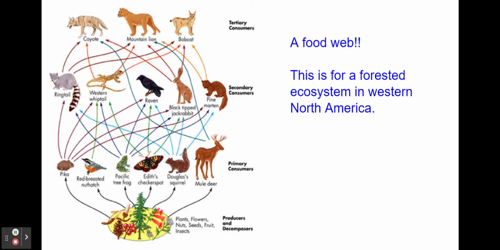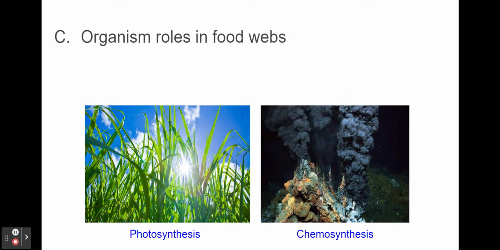Here's another food web. This is a food web from a forested ecosystem in Western North America. This would be in the Pacific Northwest around Washington State and Oregon. We've got lots of different plants at the bottom of our food web that are eaten by lots of different plant-eating animals, like the Pacific tree frog, the Edith's checkerspot butterfly, and the Douglas squirrel. Those become food sources for our next level up, which become food sources for our next level up. So we need some vocabulary here. We're ready for section C, capital C.